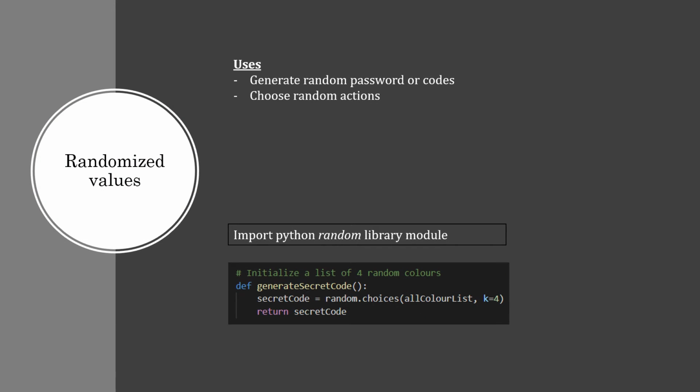As the name suggests, randomization can be used in any computational problems that requires randomized values. Randomized values can be used to generate PIN numbers or random passwords. It can also be used in any program that requires random selection. An example of that would be a lucky draw program. In this project, I have imported Python's random library module to help me in generating a secret code for each game. The function here will select a random color from the all color list for 4 times, and in the end, it will return a randomly generated list of colors as the secret code.